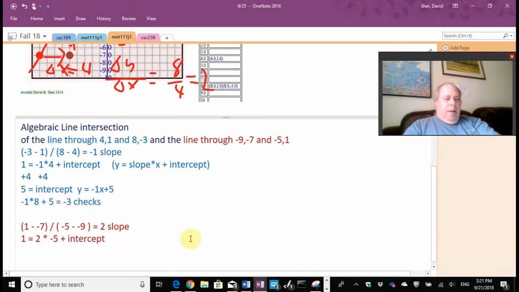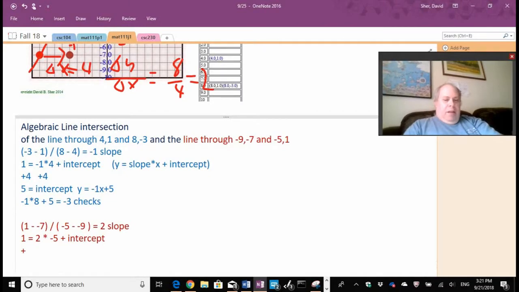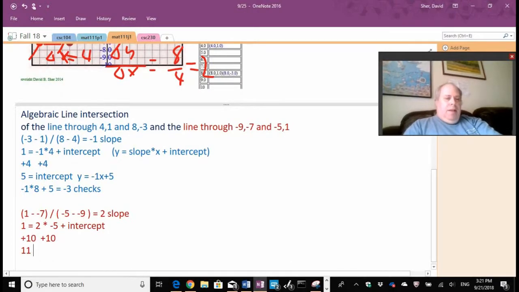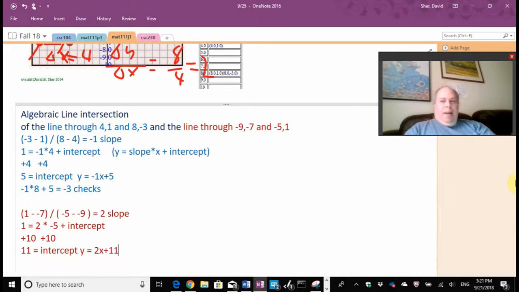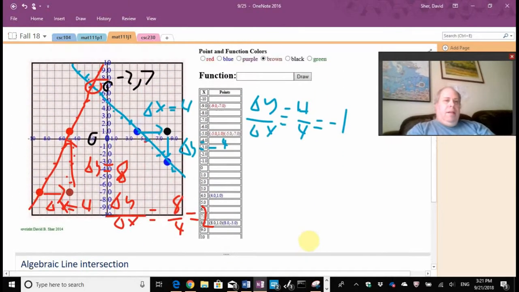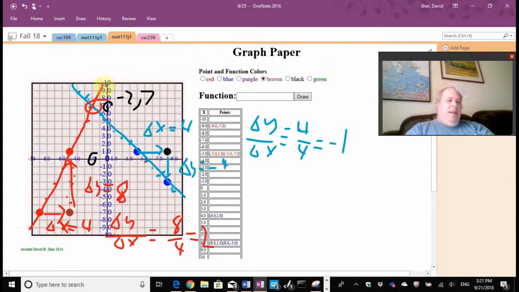So what we're going to see is 2 times minus 5 is negative 10, so to cancel it I have to add 10 to both sides. Because remember, you have to do the same thing on both sides. And that's going to give me 11 is the intercept. Which means the red formula is going to be y equals 2x plus 11. And if we look graphically, we see a check, because if you trace this red line a little further up, it's fairly clear it's going to hit around 11.